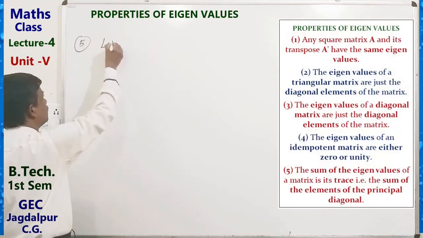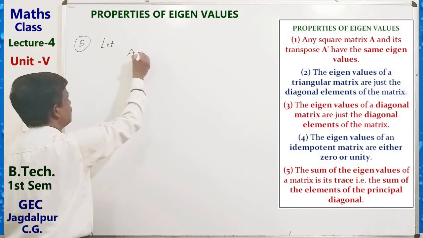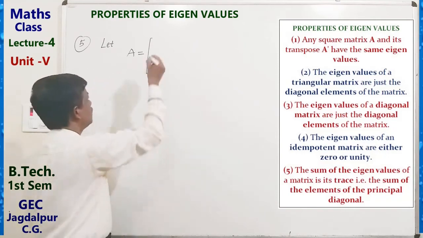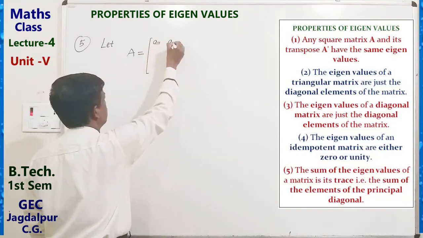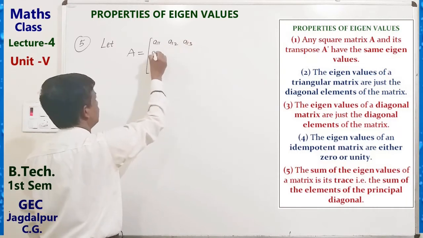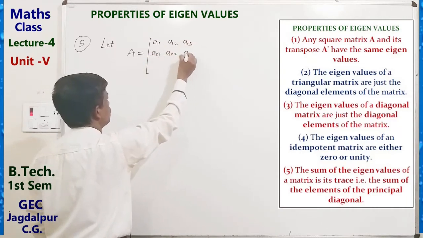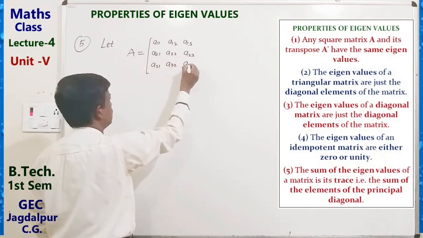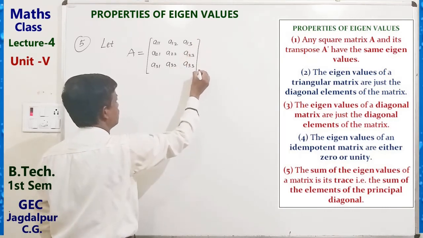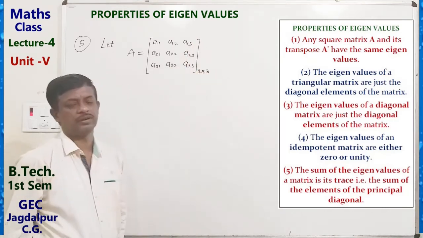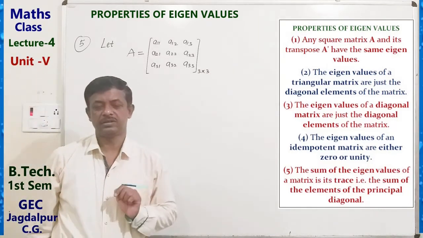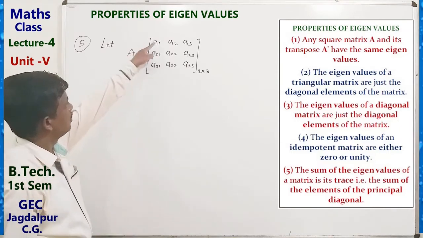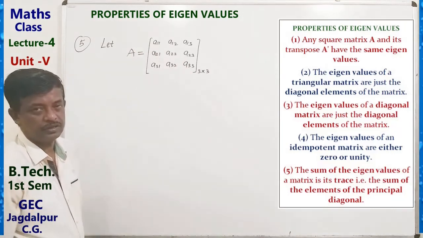Let matrix A be a third order matrix. So here let's say A11, A12, A13, A21, A22, A23, A31, A32 and A33. This is a 3 by 3 matrix. Suppose for a 3 by 3 matrix we have to prove this property: the sum of eigenvalues is equal to the sum of elements on the principal diagonal, that is A11 plus A22 plus A33.